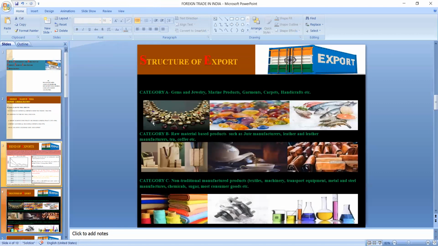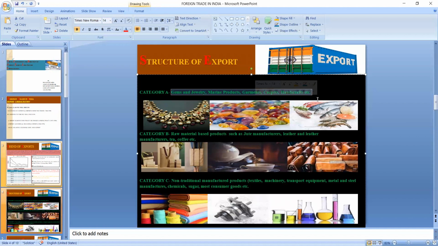Next, we'll focus on the composition, that means the structure, of export. So far as composition of export is concerned, we have categorized exports into three categories: category A, category B, and category C. Under category A, there are many commodities, but we have shown these: gems and jewelry, marine products, garments, carpets, handicrafts, etc. And you will find many more commodities.